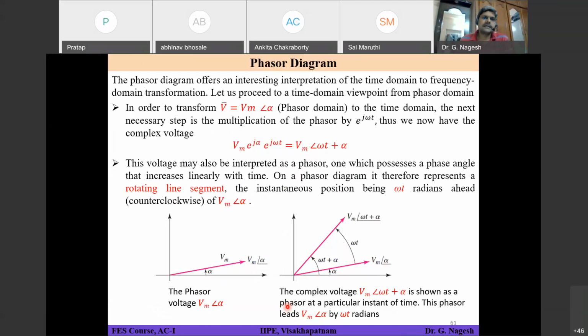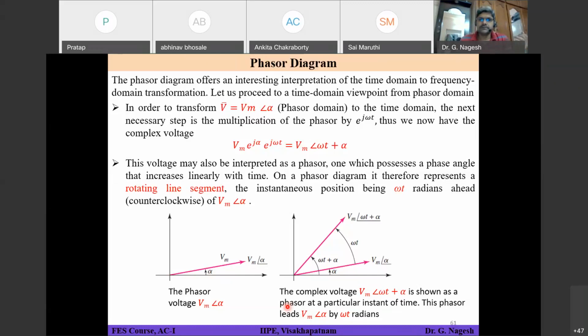One more point is that the phasor diagram offers an interesting interpretation of the time domain to frequency domain transformation. We have a time domain function, whether it's a voltage or current or whatever it may be, and we have intentionally converted it into phasor form. That means first to a complex form, and after that, e power j omega t we have not shown, and we have converted it into an equivalent polar form, which is called a phasor. That means the time domain quantity and the phasor representation both have the same information.